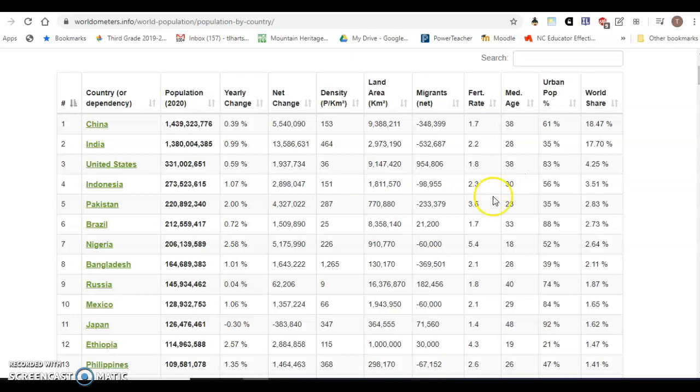And as hopefully you saw, the higher the fertility rate, the lower the median age of the population. And the lower the fertility rate, the higher the median age of the population. And that relates to something we'll talk about tomorrow when we look at population pyramids.